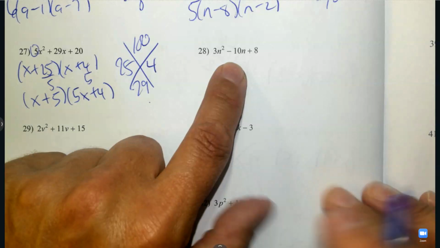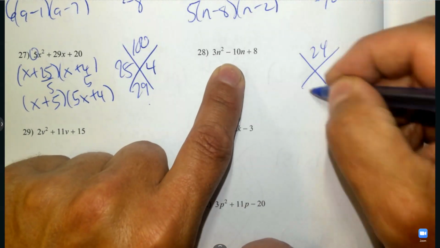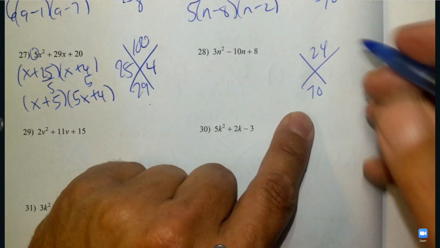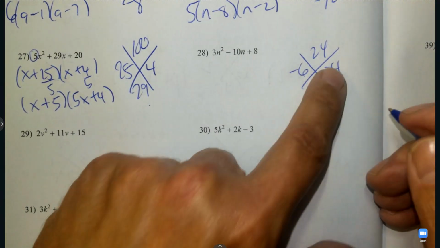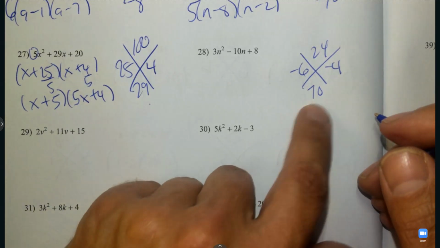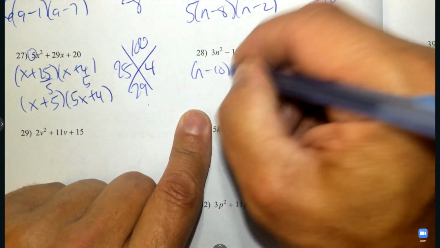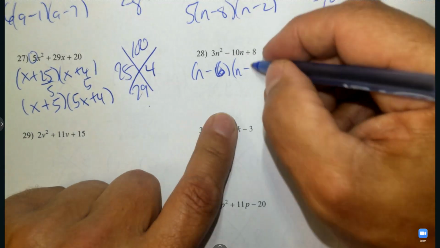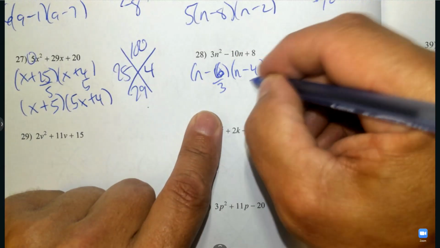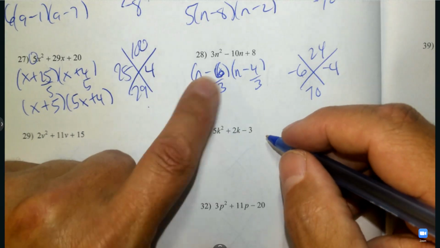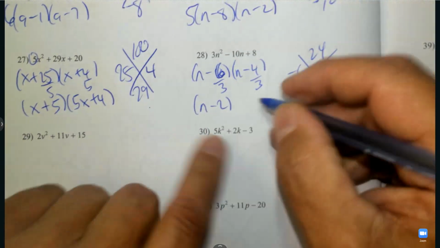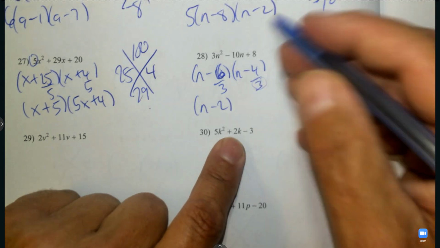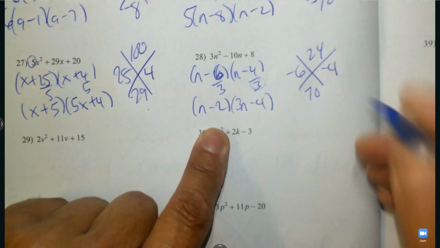Let's try this again. So 3 times 8. Now press pause and negative 10. What two numbers fit? So it's negative 6 and negative 4, multiply to 24, add to negative 10. So I'm going to go negative 6 and negative 4. And then I'm going to divide by 3, the first number. So 6 divided by 3 is 2. 4 divided by 3 is a fraction. Take the denominator, slide it in front, and you have your factor.